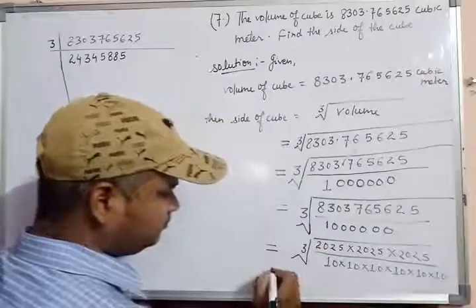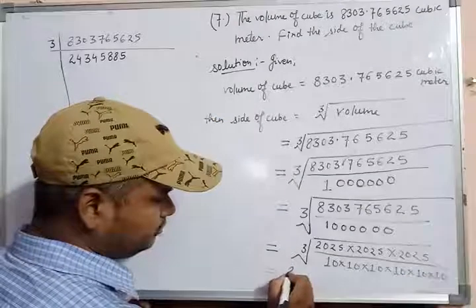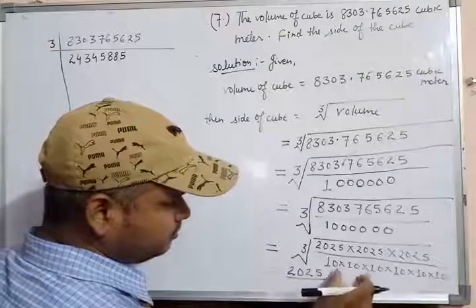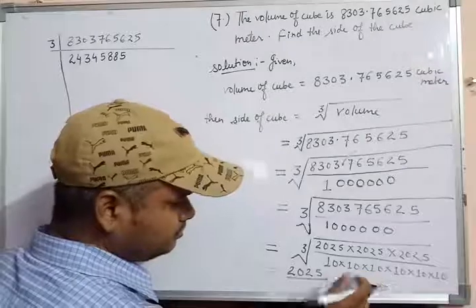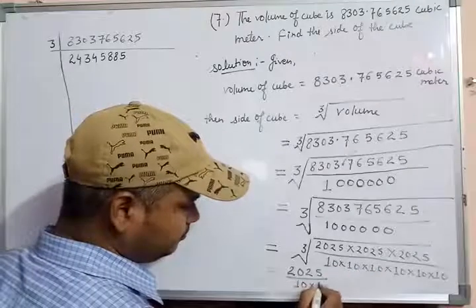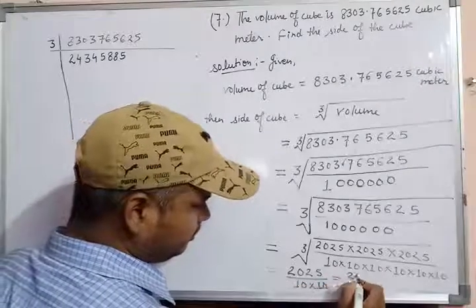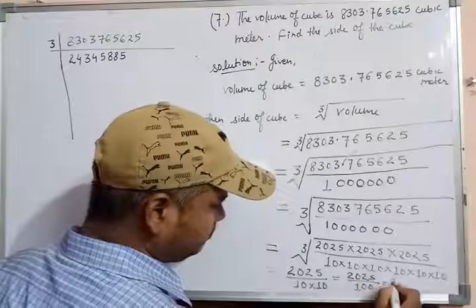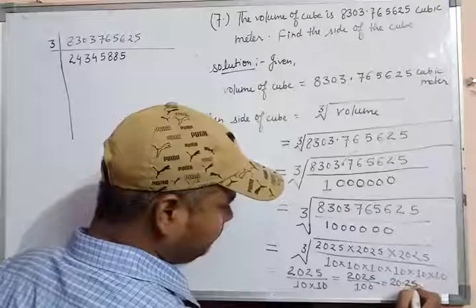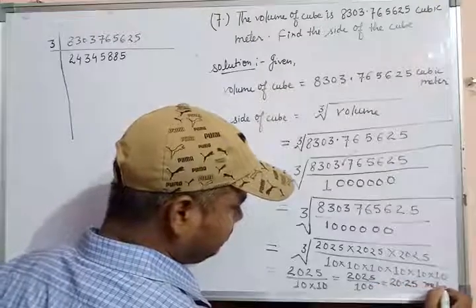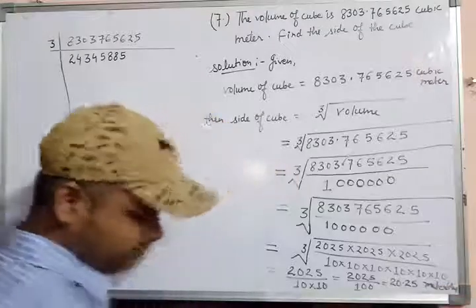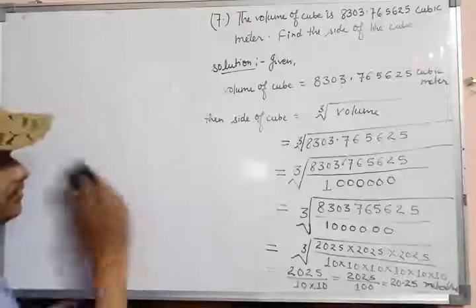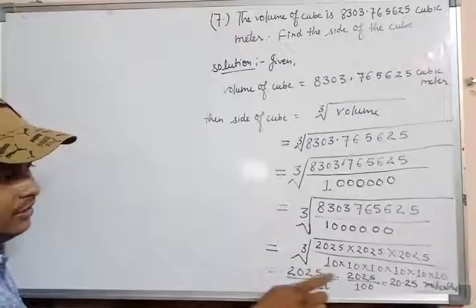Now we can write 2025 one time and 10 up to 2 times. Then we can write 2025 upon 100, then we will get 20.25 meter. This is the answer. Okay. After calculating, we will get the factors of this number like this.